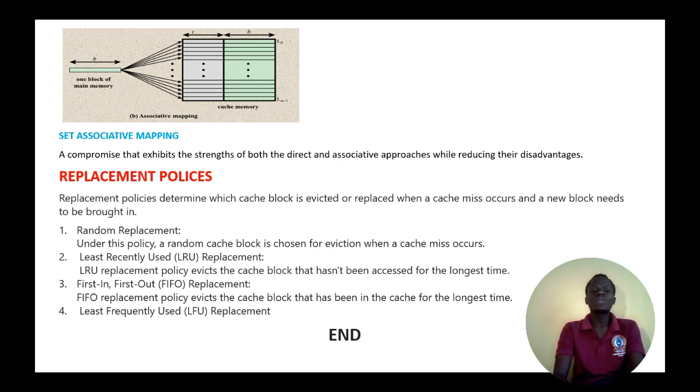Then the second one, we have the least recently used replacement. Least recently used, as you can understand it, is the one that you have taken long without using. So that block that you have taken long without using is dropped, and the recently used one will be stored in that specific memory location.